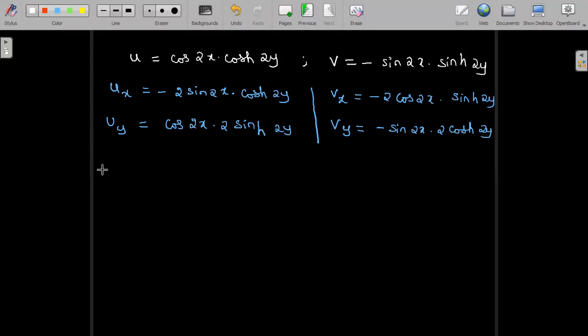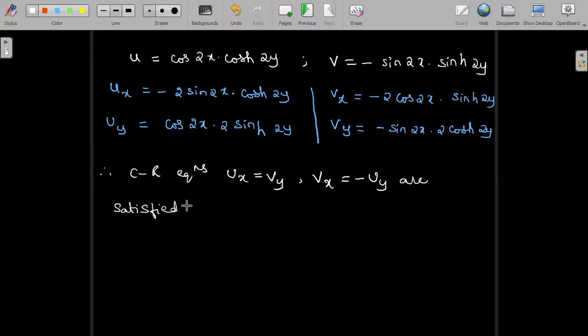So therefore, let us mention that the CR equations, that is ux is equal to vy and vx is equal to minus uy, are satisfied. So therefore, f of z is analytic. Hence, we can conclude that the given function f of z, which is nothing but cos 2z, is analytic.